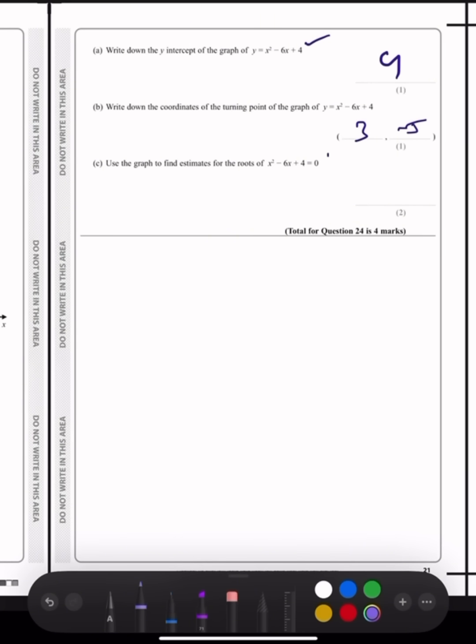And in the next one, use the graph to find estimates for the roots of x squared minus 6x plus 4 equals 0. So here we know that the answer is around 0.8 and 5.2.